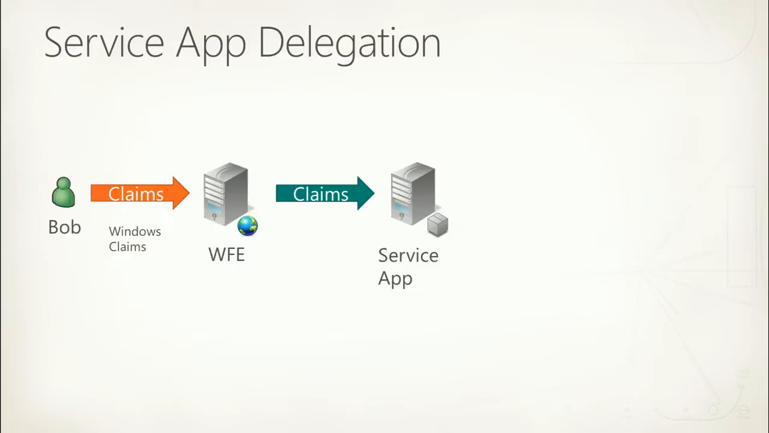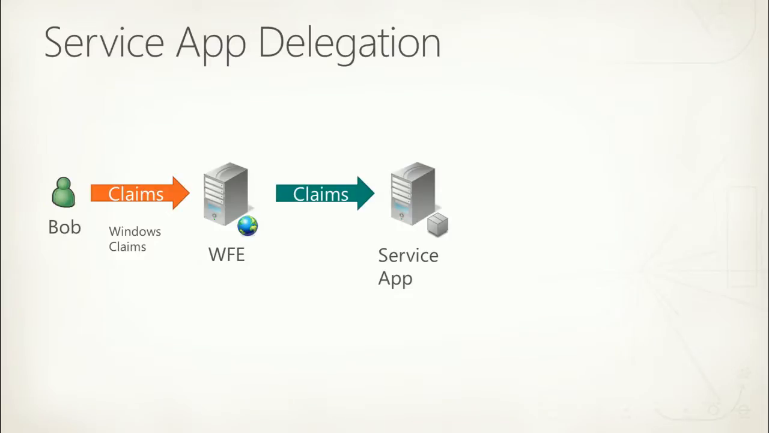So if I want to do delegation in a service app, what's happening under the covers? Let's say I've got a principal, Bob. Bob is going to authenticate to a dashboard. That dashboard is going to pull up a reporting services report. We're going to use claims authentication, Windows claims. Remember, it's got to be Windows claims. So what happens is Bob makes his request. Bob passes his Windows credentials. He gets a Windows claim token.